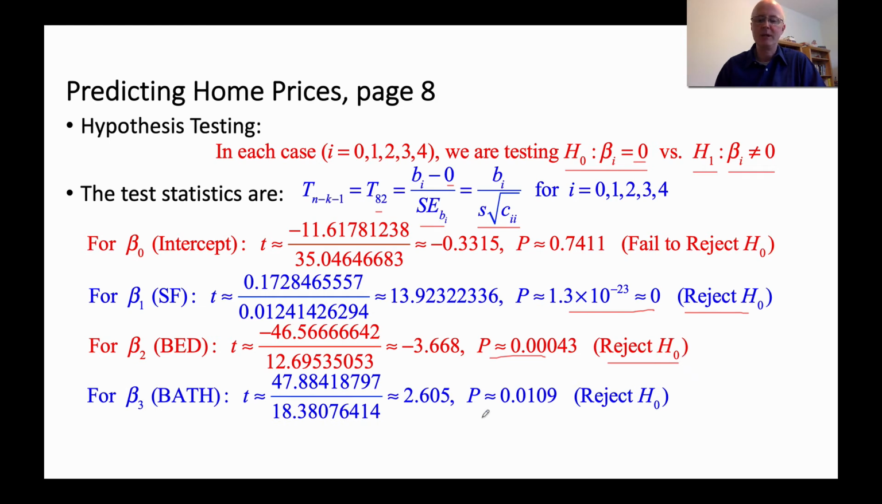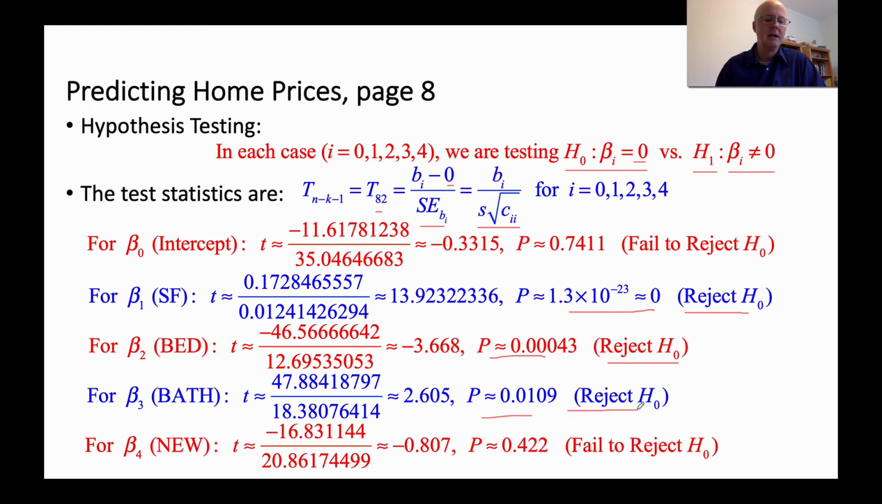Beta 3 has a pretty small p-value, reject the null there. And beta 4 does not have a very small p-value, so we fail to reject the null here. Keep in mind, and I mentioned this earlier, that all these kinds of things you're doing are for the overall model. We're making these confidence interval estimates and these hypothesis tests based on the overall model.